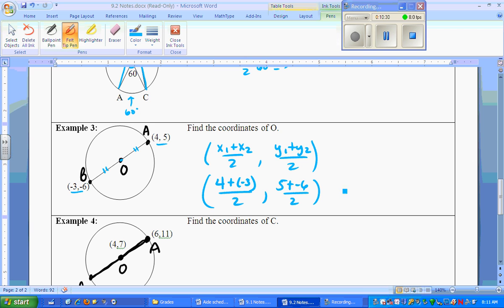All right, so what do we get here? We get 1 over 2. And here we end up with a negative 1 over 2. So that's where the center of that circle would be.